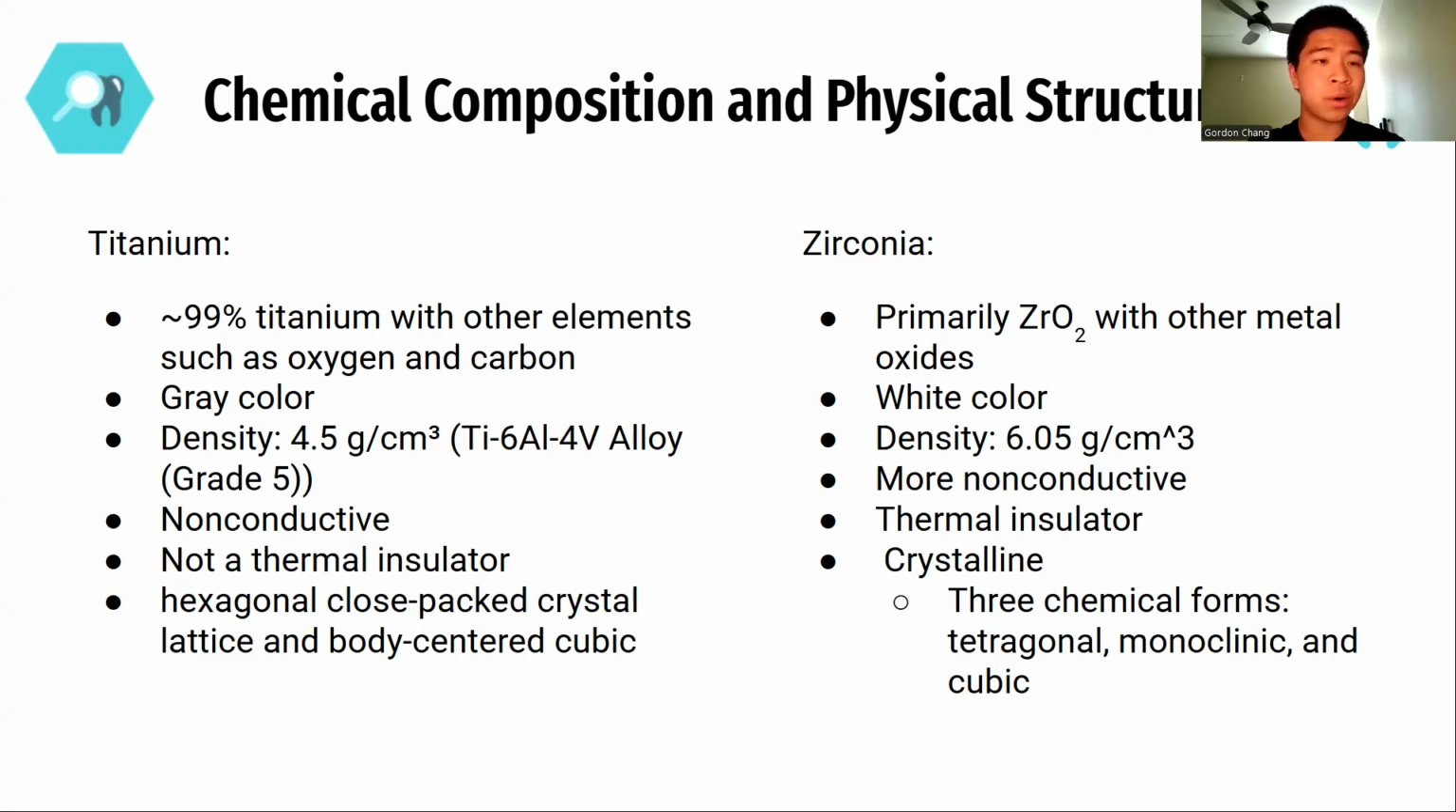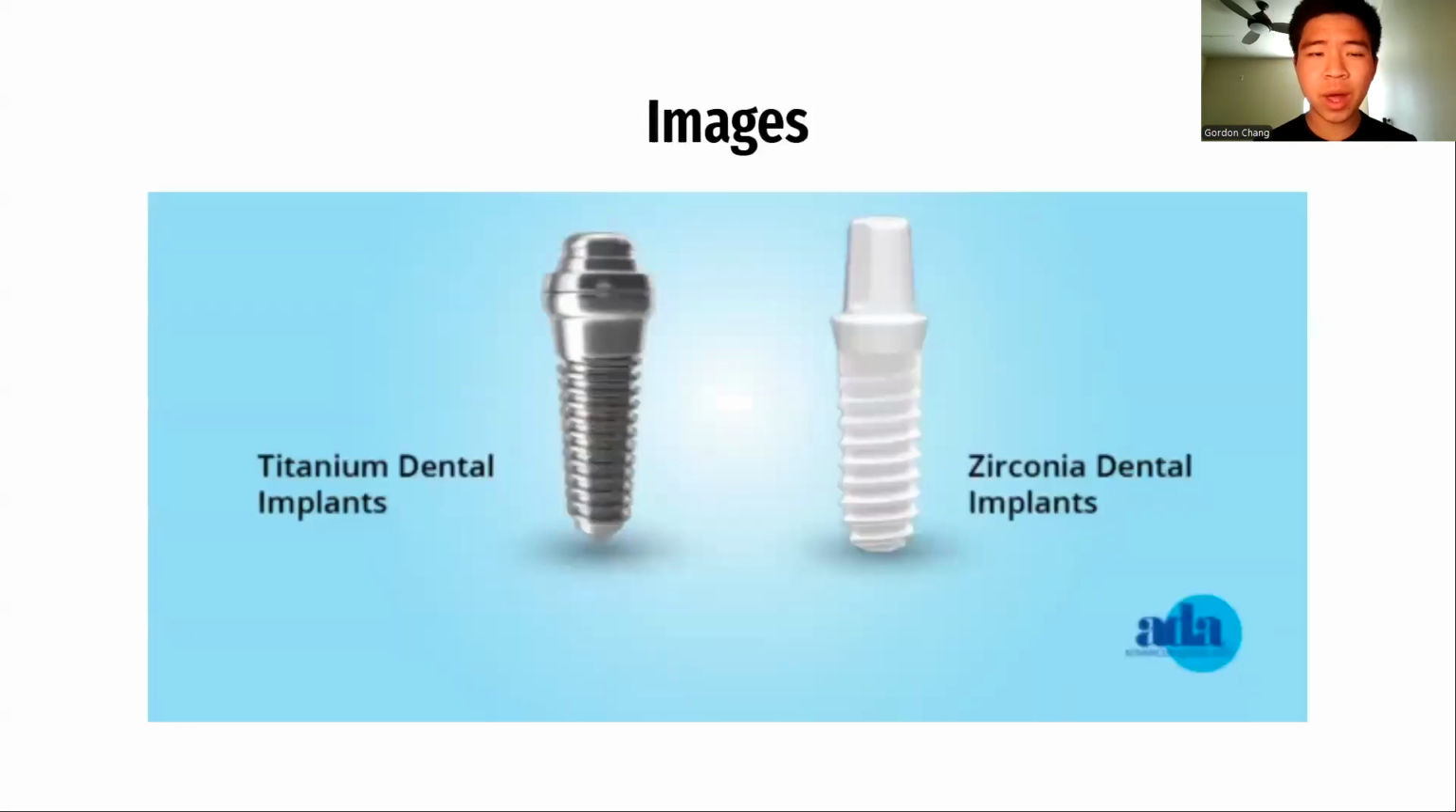However, zirconia is a better thermal insulator. Basically, what that means is that zirconia would be a little better than titanium when it comes to resisting heat transfer. In terms of its actual structure, titanium will form a hexagonal close-packed crystal lattice and a body-centered cubic one. At varying temperatures, the structure changes between those two. Zirconia has a crystalline structure and essentially three crystalline forms: tetragonal, monoclinic, and cubic. As you can see here, I was able to find some images of both of these dental implants, and I've put them side by side for your reference.